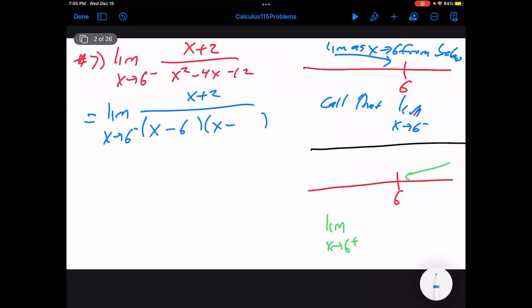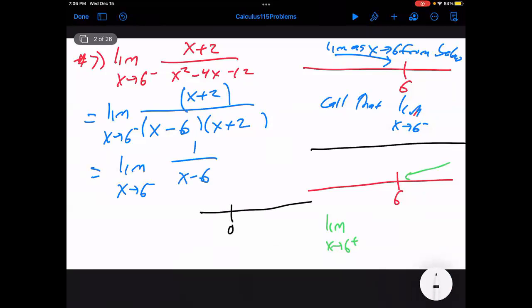In fact, there's a real hint that x minus 6 has to be a factor, because they're asking what happens as x goes to 6 minus. Now this is particularly nice. What do we know about x plus 2 over x plus 2? They cancel. So this is the limit as x goes to 6 from below of 1 over x minus 6.